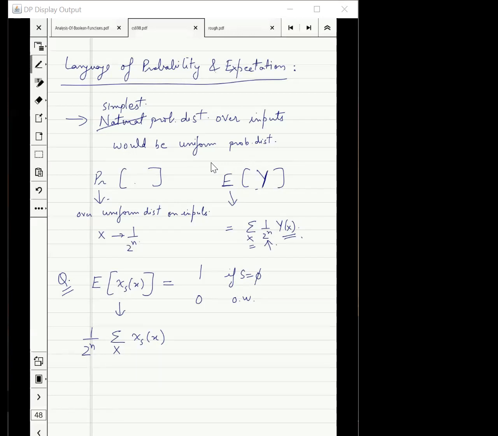So if I want to take this average, we saw yesterday that it is 1 if s is equal to 5 and 0 otherwise. Right? So this gives me expectation of chi s of x. Next. What is this in terms of Fourier coefficients? I want to write it in terms of f hat, right? This E of f(x). What is that?